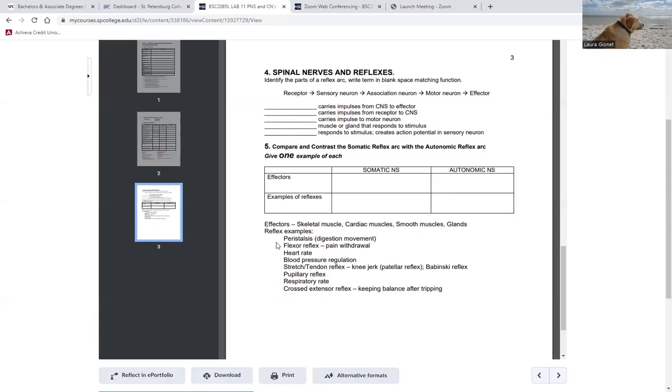All right, so to go back through here, peristalsis is A, flexor reflex is S for somatic, heart rate and blood pressure regulation are both A. Stretch and tendon reflexes are S. Pupillary reflex and respiratory rate are A, both. And then the crossed extensor reflex is S.